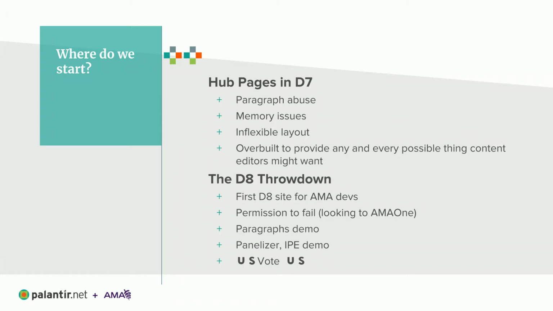And so we had built these hub pages, which attempted to do the same thing we were doing with the topics pages, but we had a lot of problems. We were having multiple nested paragraphs. It was hard for editors to use. We would run into memory issues on these giant pages, and the end layout was inflexible for the content editors. And they didn't really know what they wanted, so we built every possible combination that they might need, and then it turned out they really just wanted a page that had like 3 cards on it. So we wanted to throw away that and start in D8, start over again, and figure out what to do.